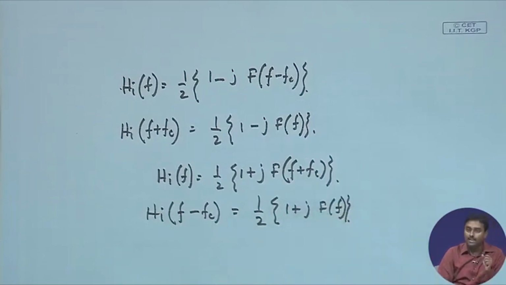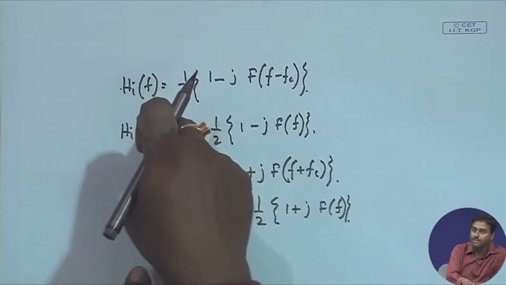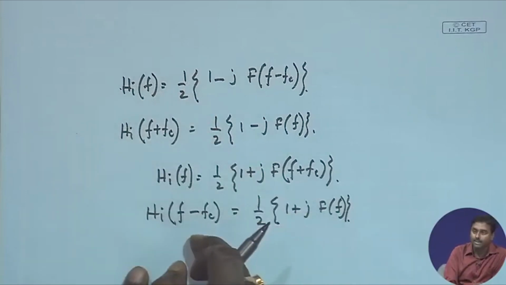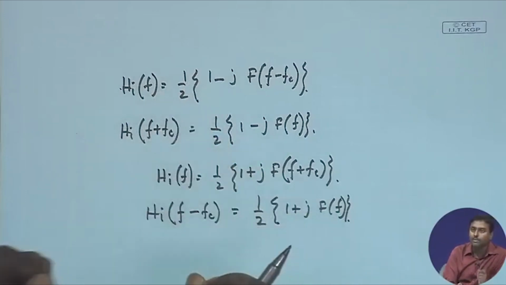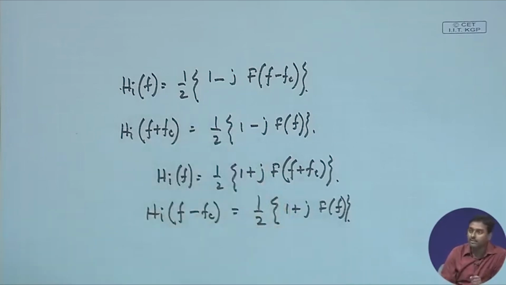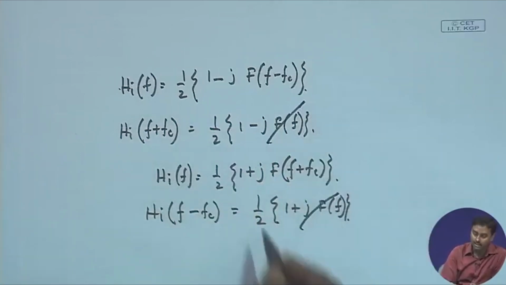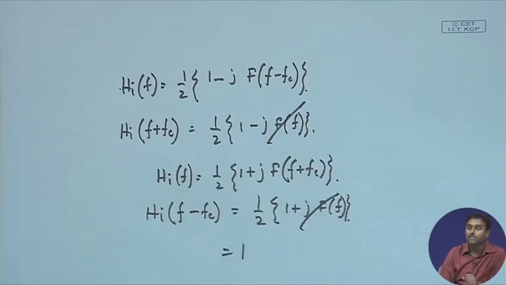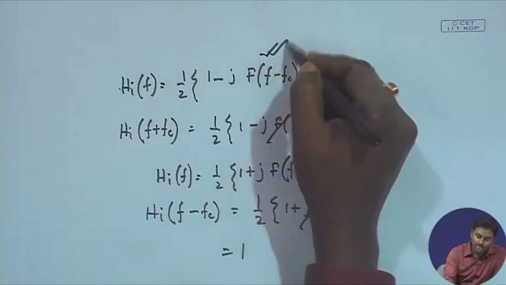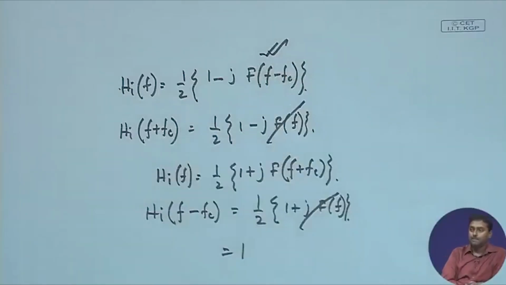Now, what was my relationship? H_I(f plus fc) and H_I(f minus fc). If I add these two, that must be 1. Add these two, you can immediately see this will get cancelled and I will get half plus half, that is 1. So, it is not giving any contradictory result, okay. So, the filter that I have designed is actually being consistent with that. Therefore, I can say my filter F has this relationship, okay.